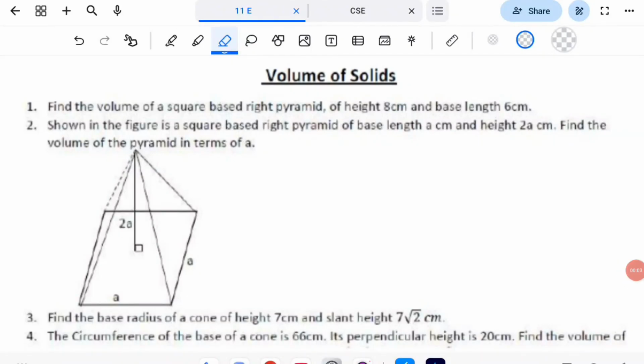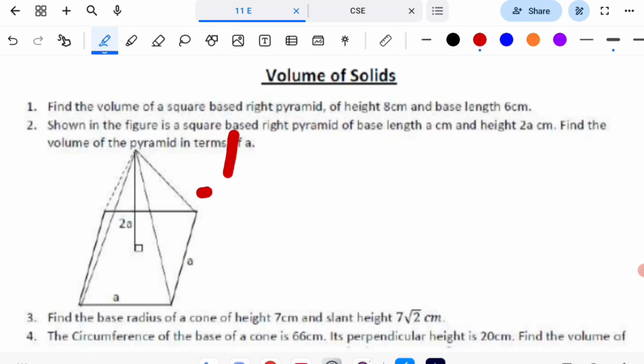Question number 1. Find the volume of a square base right pyramid of height 8 centimeters and base length 6 centimeters. We can write, volume of a square base right pyramid is 1 over 3 into base area into perpendicular height.